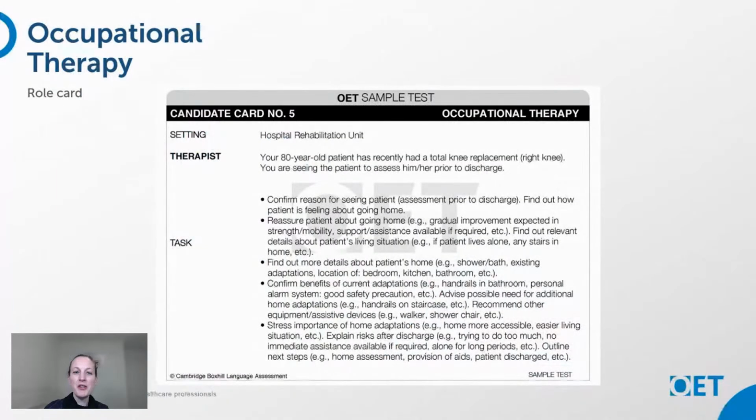So on the screen now, you can see a brand new role card for occupational therapy. And we're also popping into the chat a link so that you could download your own version of that card. If it's a little bit small for you to see on the screen, the link's now in the chat and you can download that for your own copy.